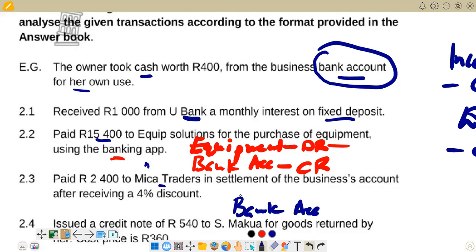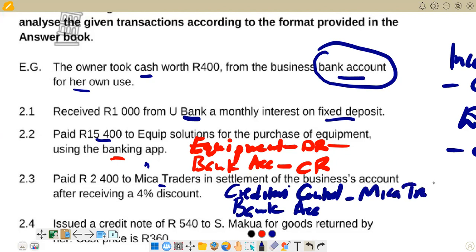So we are paying our creditor. It means we also have a creditors control, specifically for Mika traders. Here we are paying money. It means money is going out of the business. The bank account is giving. Money is going out. It's an outflow, so we credit.